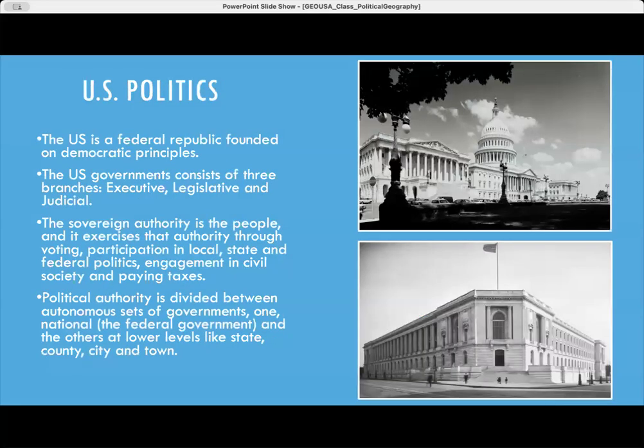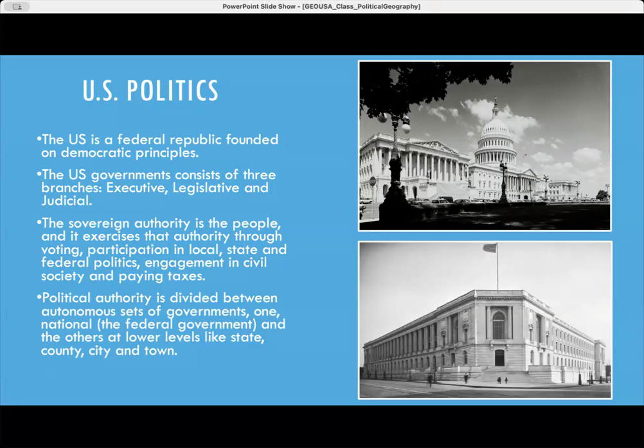So in terms of the United States and its specific political geography and politics, the United States is a federal republic, founded on democratic principles. When we say federal, it's because it's a federation. It's made up of multiple states, right? The U.S. government consists of three branches: the executive, which is the president or the White House; the legislative, which is the Senate and House; and the judicial, when we're talking about the Supreme Court and the lower courts, right? All of these collaborate, work together, to pass laws, to approve laws, and then to enforce the laws of the land, right?